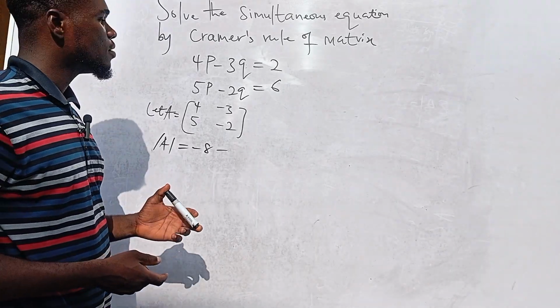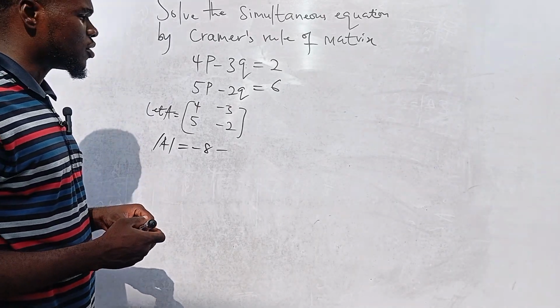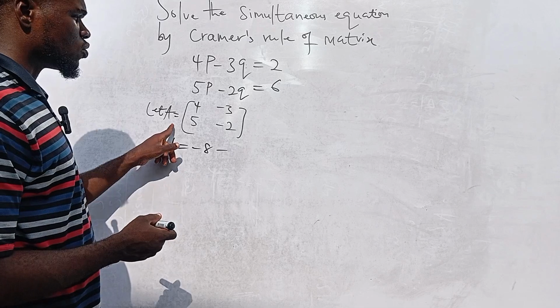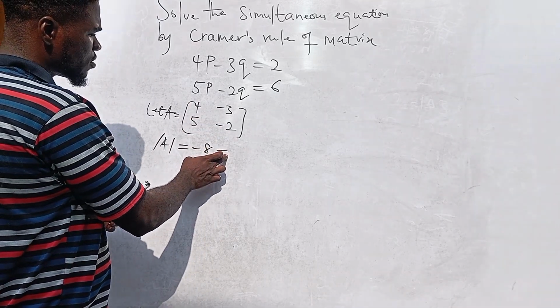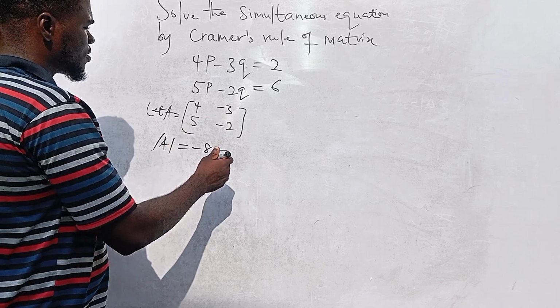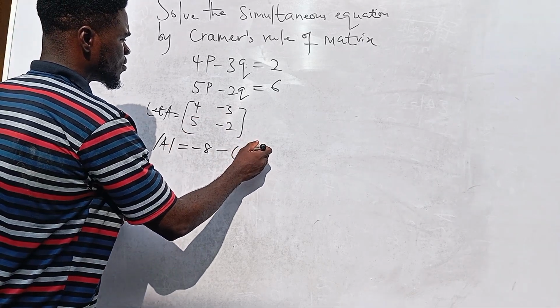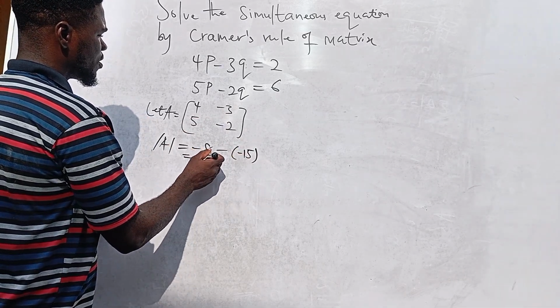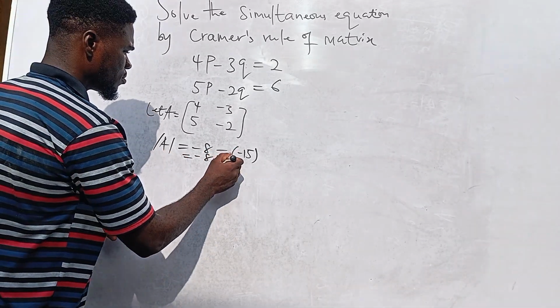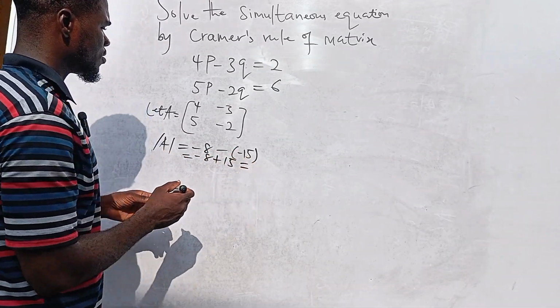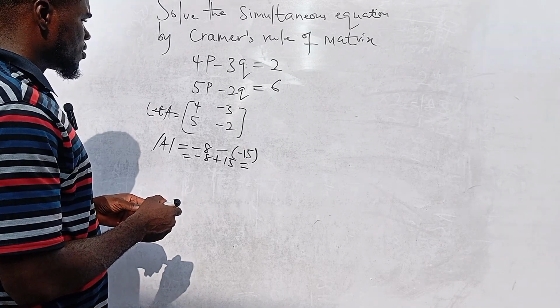That is how you solve the determinant of a matrix. That is for a 2 by 2 matrix. Okay. So 4 times minus 2 is minus 8, minus 5 times minus 3 is minus 15. So that you have minus 8. Minus minus becomes plus. So that is minus 8 plus 15 becomes 7.